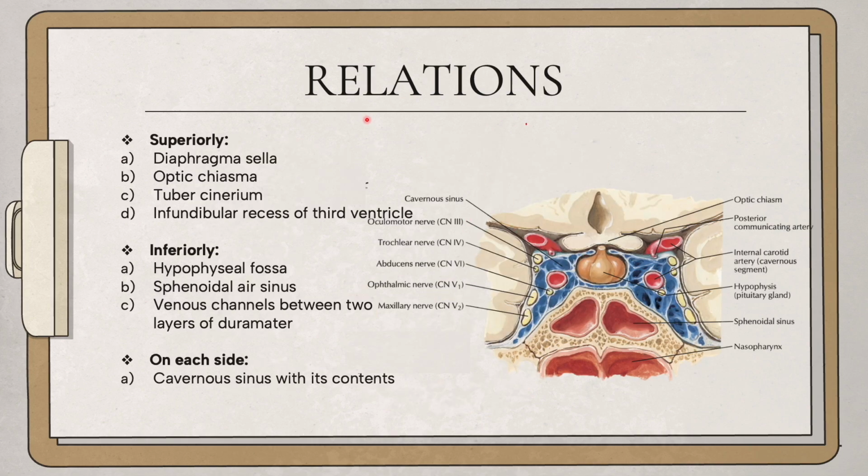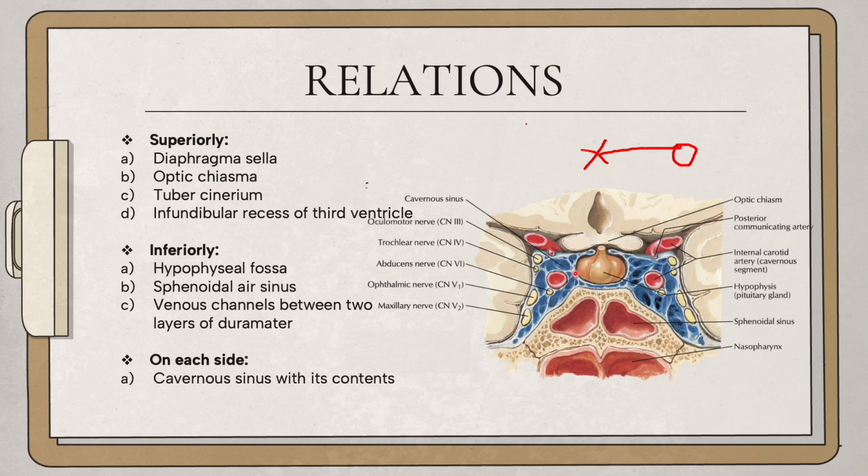The relations of the pituitary gland are very important as there are many crucial structures surrounding it. Above the pituitary gland, there is the diaphragma sellae. This is the dura mater which protects the pituitary gland below it. The optic chiasma is a small X-shaped structure present above, where the optic nerves cross each other. The tuber cinereum is the part of the hypothalamus forming its floor and is present between the mammillary body and the optic chiasma. This is the infundibular recess present in the third ventricle.